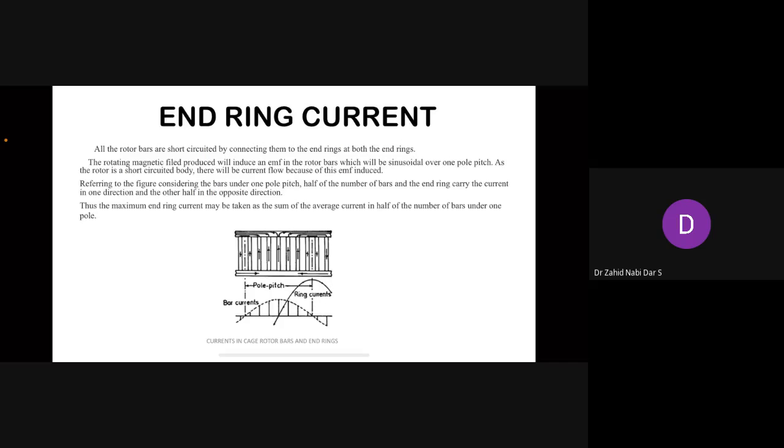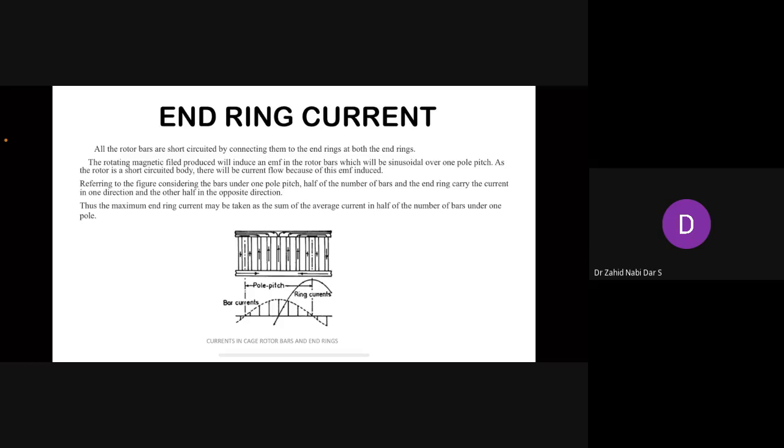So the next topic is end ring current. In the end ring current, all the rotor bars are short circuited by connecting them to the end rings at both ends, as we can see in this image. So these are the bars, and above the bars and below the bars are the end rings. The rotating magnetic field produces induced EMF, which will be in sinusoidal form over one pole pitch.